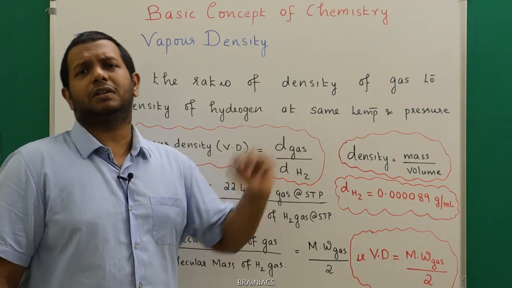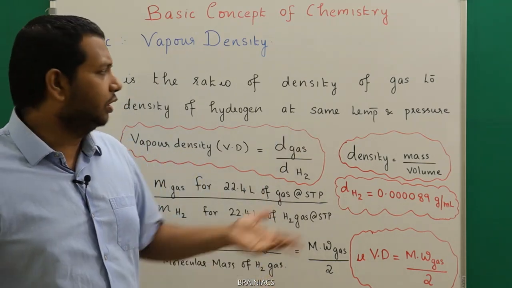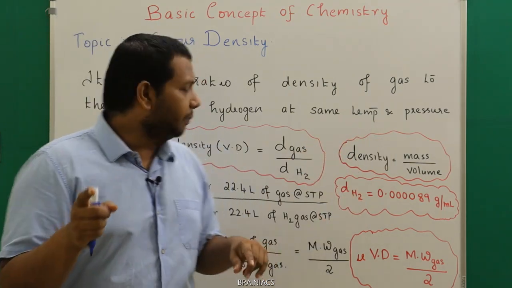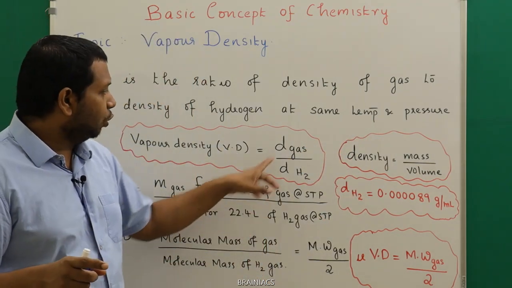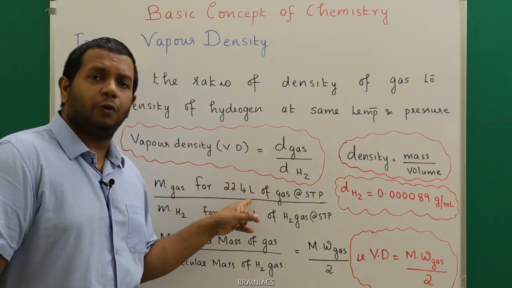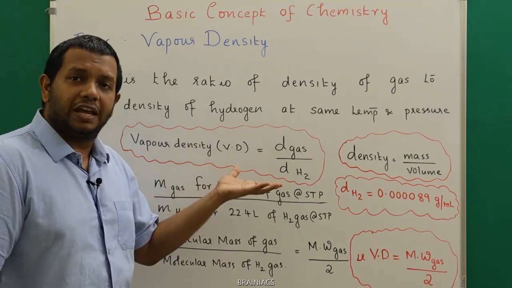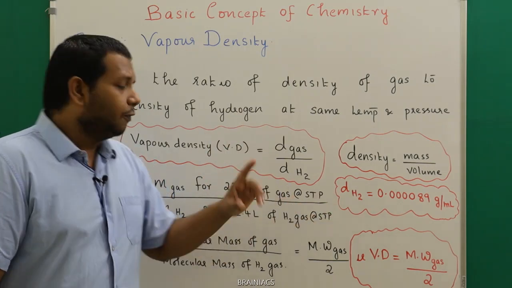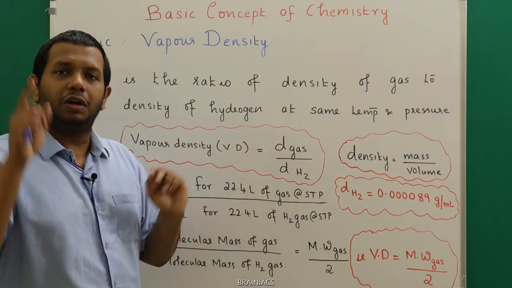Why can't we take some other volume? You can take, there is no issue. It is mass by volume only. But please remember, since it is a ratio, that is density of the gas to the density of hydrogen, if you are taking 22.4 liter in the numerator, then you should take the mass of hydrogen gas for 22.4 liter. That is the only thing you should remember.